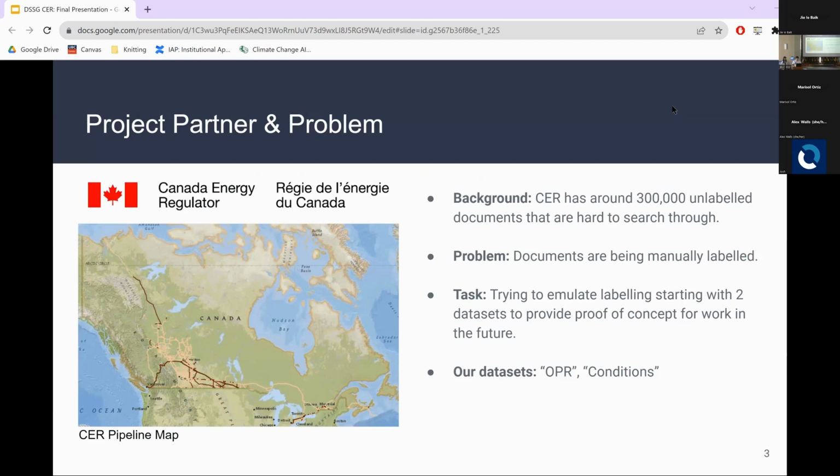So the Canada Energy Regulator is a federal agency that oversees the life cycle of energy-related projects that cross provincial, territorial, or international borders. Through their regulation of the life cycle of these projects, they have amassed a really large amount of text data related to a lot of different topics. So the social, environmental, health implications of a lot of energy related projects across the entire country.